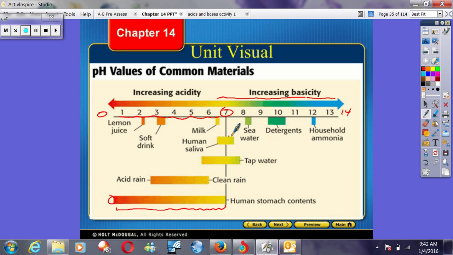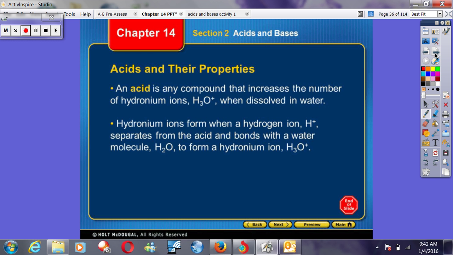So we'll learn about the scale, but again, just know 7 is neutral. Anytime you go down from 7, 6.9, that's an acid, on down to 0. Anytime you go up from 7, 7.1 on up, that's a base. We'll talk about the properties of bases here in a little bit.